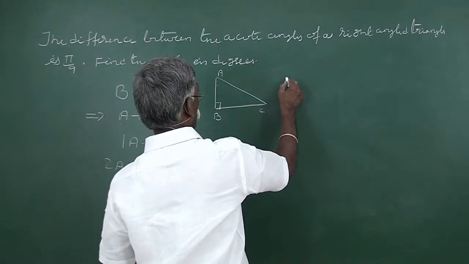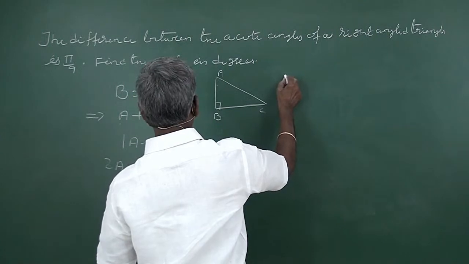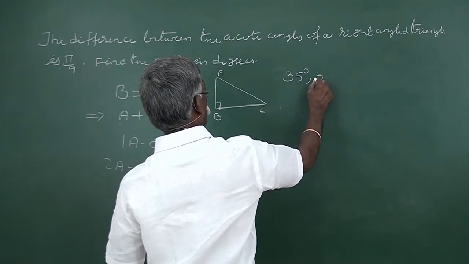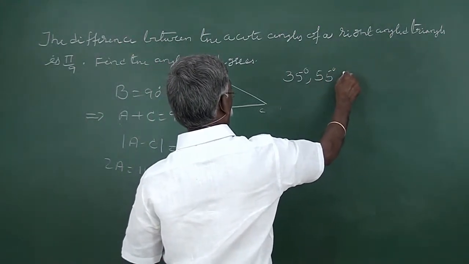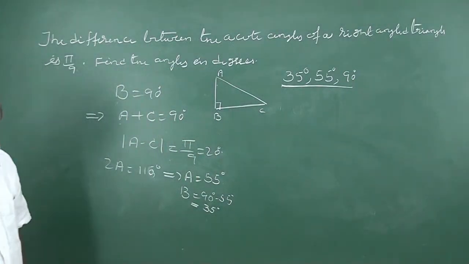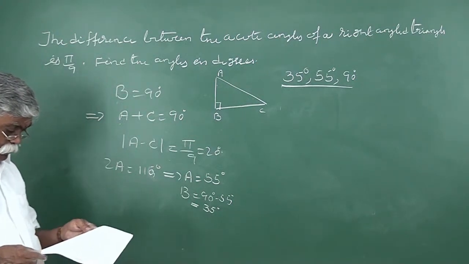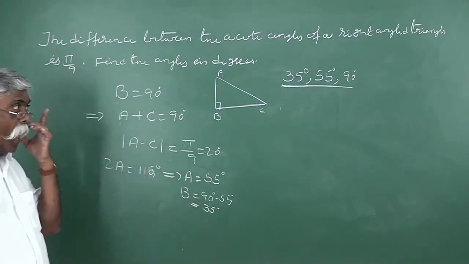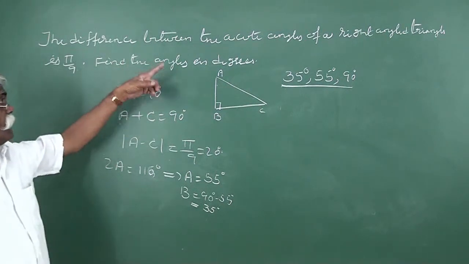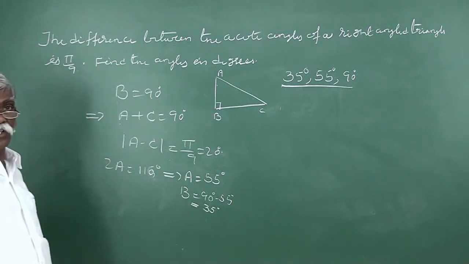Therefore, finally, one angle is 35 degrees, another acute angle is 55 degrees, and the given angle is 90 degrees. So the angles in the sexagesimal system are 35, 55 and 90.